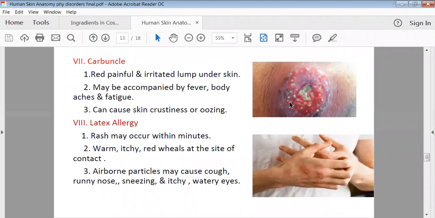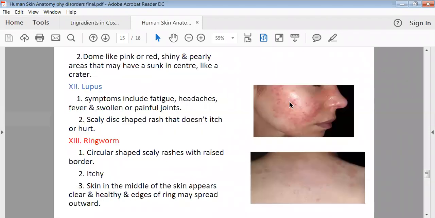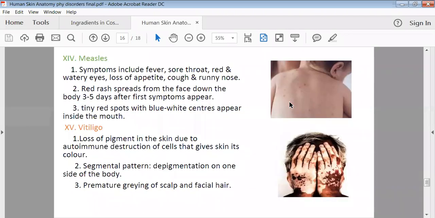Then latex allergy is there, which can be caused because of allergens. Then psoriasis is there. This is a well-known disease you might have studied in your course. Then cellulitis is there. It is caused by fungi as well as bacteria. Then ringworm is there. It is also common to many people. It is circular in shape, with scaly rashes, always itching. Then measles are there. Then vitiligo is there.